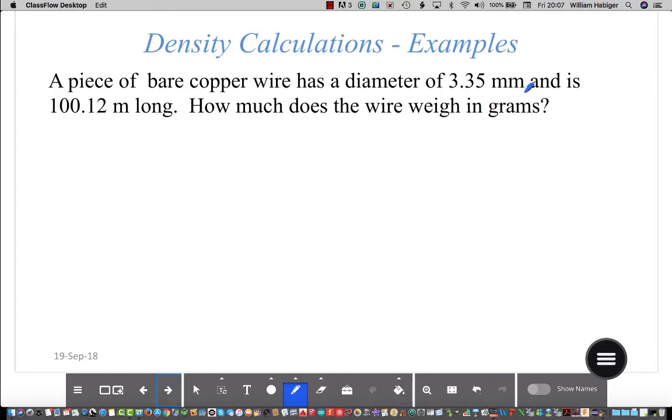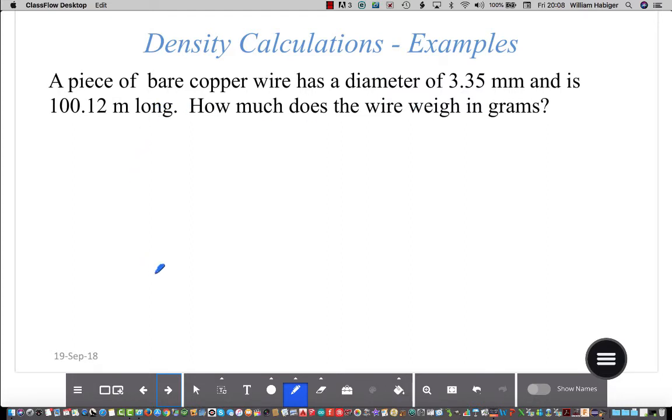So the only equation that we know of right now that has mass in it is our density equation. That kind of gives us a big heads up that, hey, we're using the density equation. And they tell us what the substance is. So that means we can look up the density and we could use that to figure out what it is. Now they give us the diameter and they give us how long this wire is.